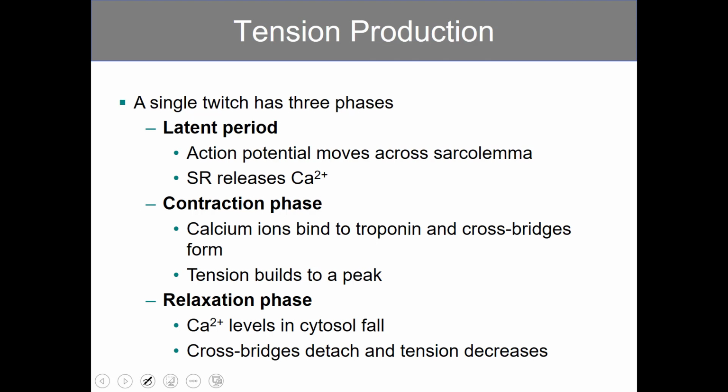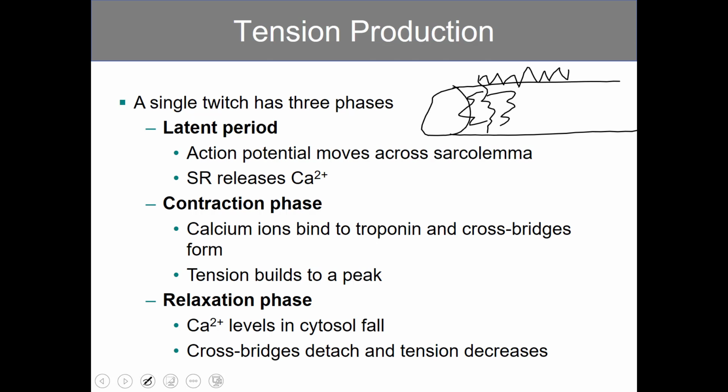So during the latent period, you get the action potential moving across the sarcolemma. If we were to draw that rudimentary skeletal muscle fiber, the action potential moves across the sarcolemma, down the T-tubule, releasing the calcium from the sarcoplasmic reticulum. The calcium diffuses, it binds troponin, and only then can you actually have contraction. So that 2 to 3 millisecond delay during the latent period accounts for all of that.